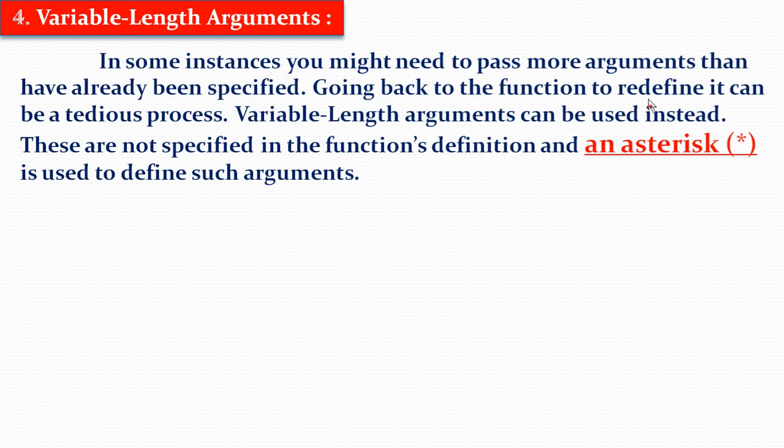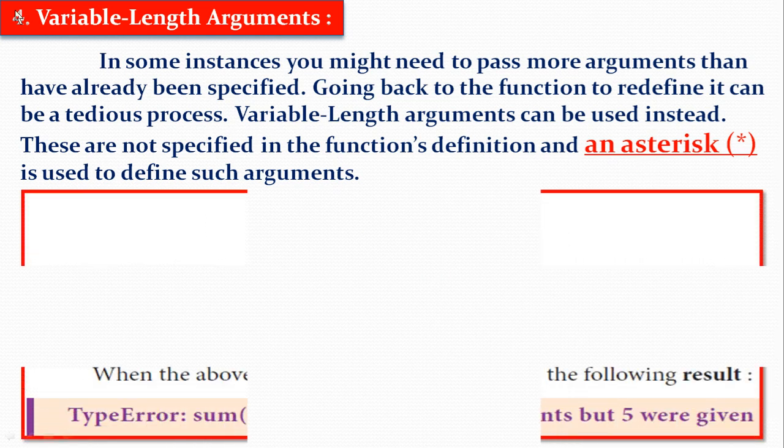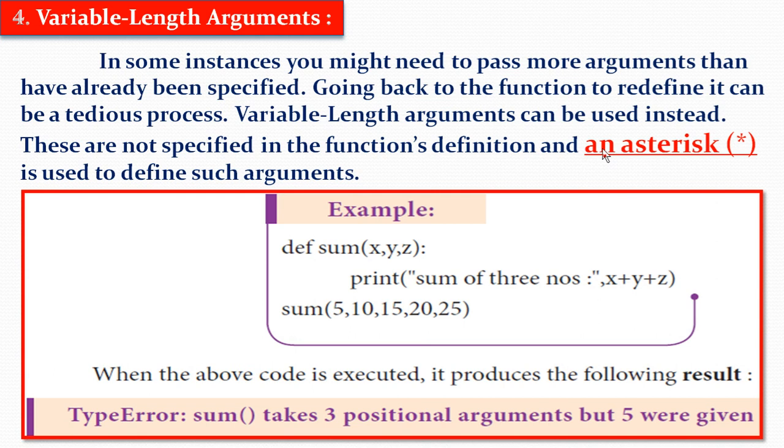Going back to the function to redefine it can be a tedious process. Variable length arguments can be used instead. These are not specified in the function's definition, and an asterisk is used to define such arguments. It may be asked as a one-word question: in variable length arguments, we can use an asterisk.